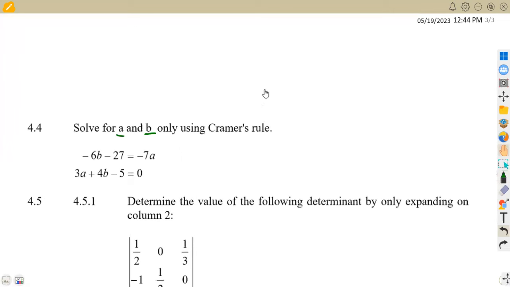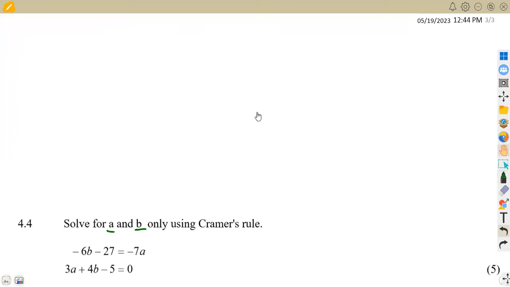In this case, what is best is for us to rearrange in the order that is needed. Whenever you are using Cramer's rule, remember that we are supposed to have our equation in the form A1x plus B1y, which is equal to C1, the same thing, A2x plus B2y, which is equal to C2. So meaning to say, you are supposed to have your variables on one side of the equation and the constants on the other part of the equation.